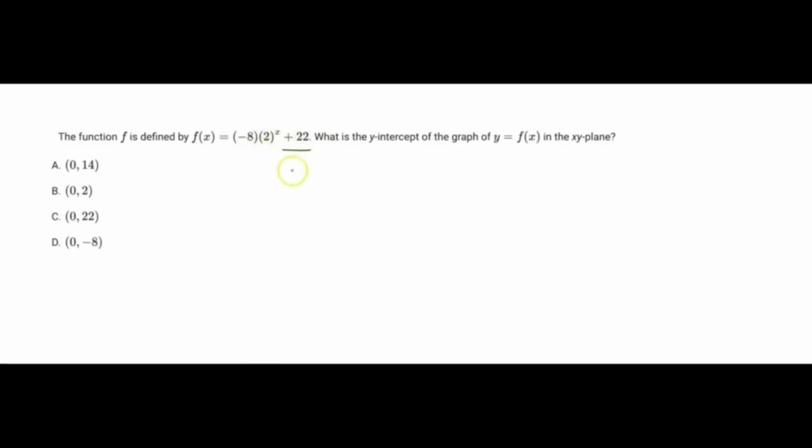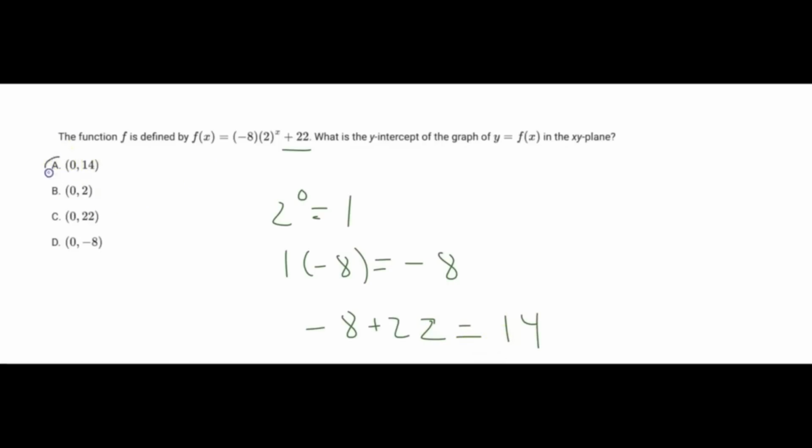But something you'll notice here is that the y-intercept is the value you get when x is 0, right? So if we look at this more closely, 2 to the power of 0 is really just 1, right? And so 1 is going to be multiplied by -8. So 1 times -8, and that gives us -8. So in reality, we have -8 plus 22. And -8 plus 22 is going to give us 14, all right? So 14 here is going to be our y output when x is 0. And therefore, our answer choice is going to be A.